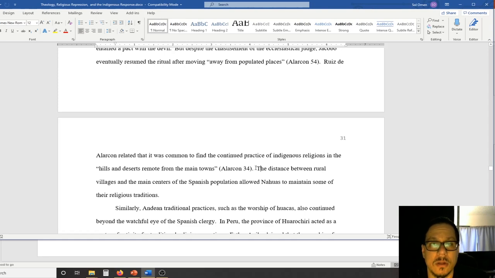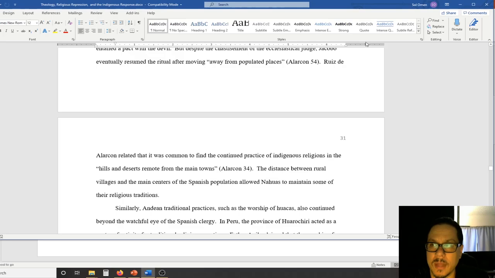I gave you evidence. I gave you a little historical background, all towards proving the point that I made in my topic sentence. See how it's organized all around proving one main point. Each body paragraph is organized like that. Let's finish it off with the concluding sentence. The distance between rural villages and the main centers of Spanish population allowed Nahuas, the native people of central Mexico, to maintain some of their religious traditions. It's just reaffirming the point that I made in that body paragraph.